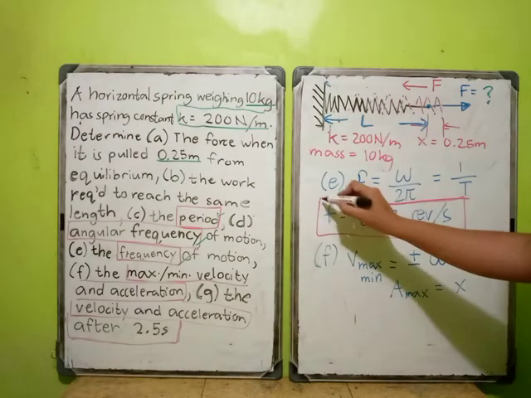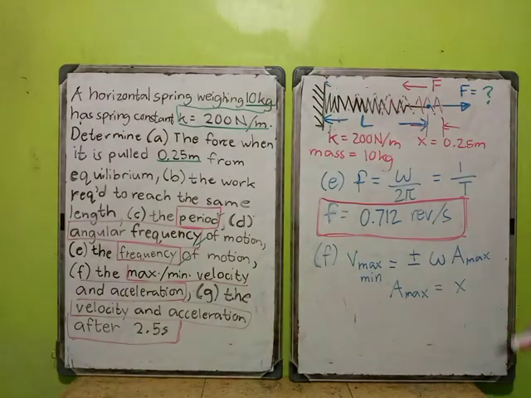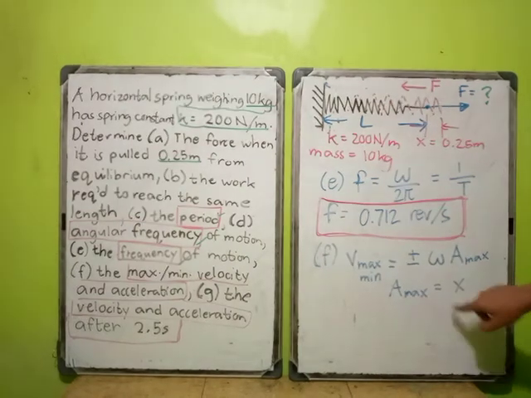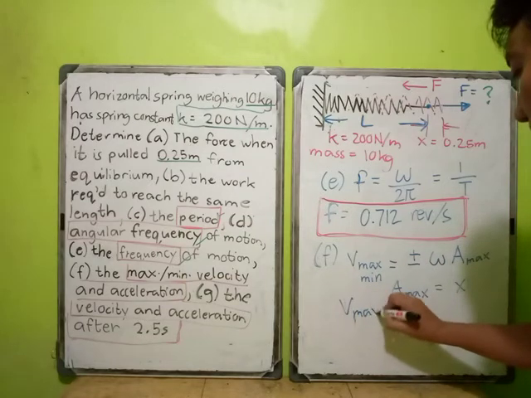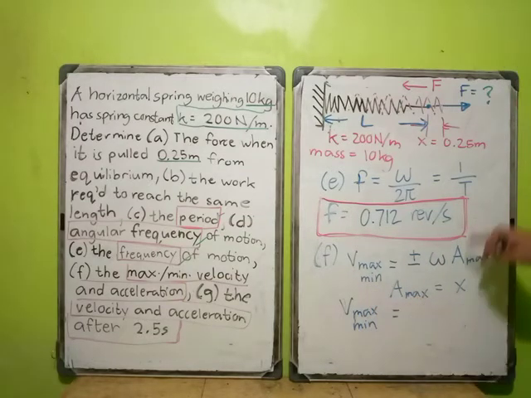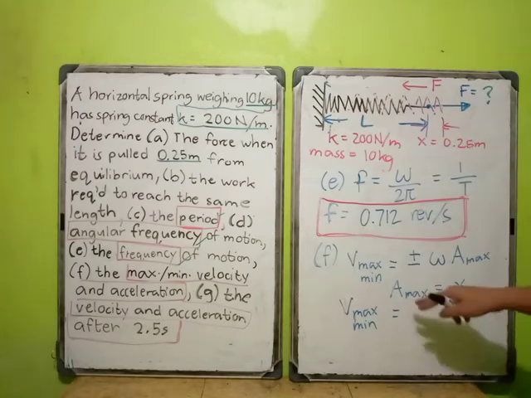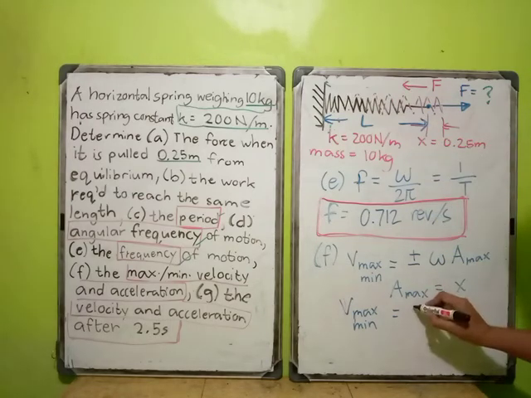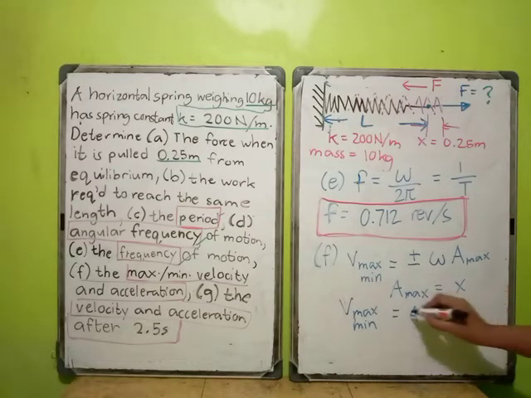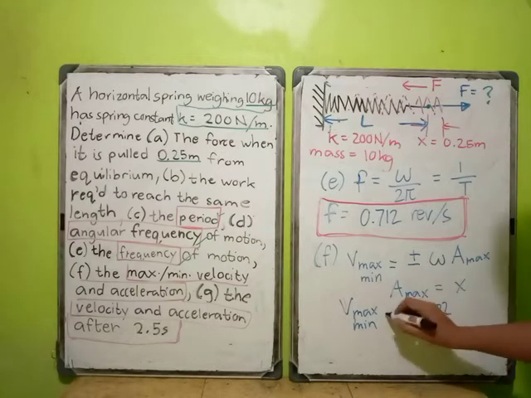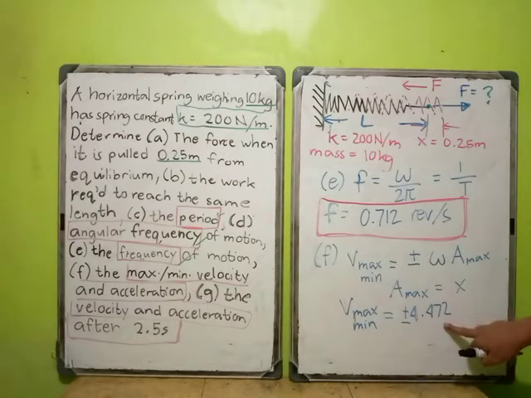Okay, na nailalagay ko dito sa comment section. Okay, so therefore, A max is equal to X. Okay, so without further ado, i-multiply mo lang yan. So V max or V min is equivalent to the omega, which is 4.472, okay? Or we can say the square root of 20. Nung nakaraan, 4.472. Yun. The omega, positive and negative. Okay? So this is actually square root of 200 over 10 or square root of 20.